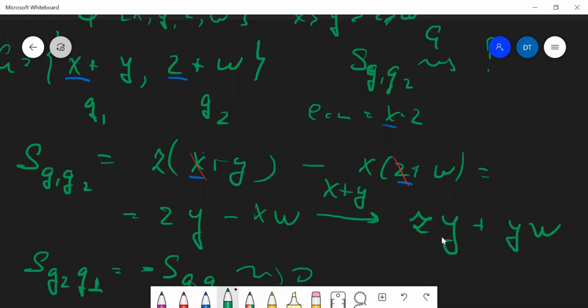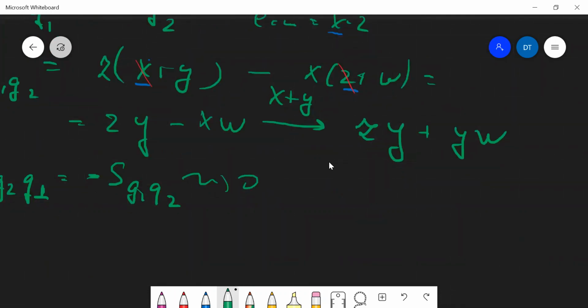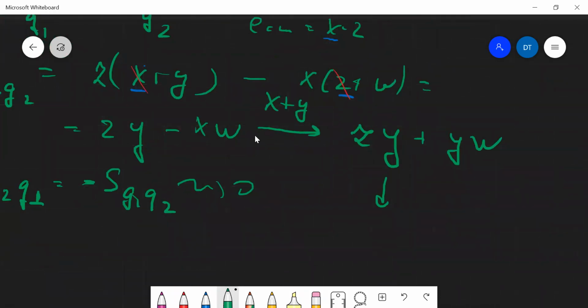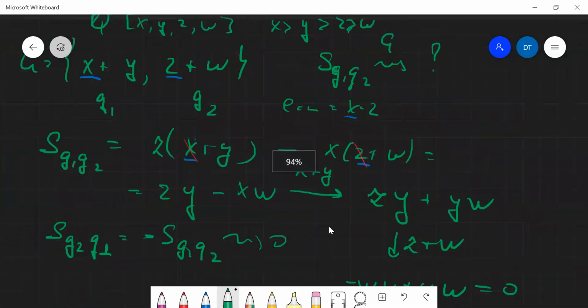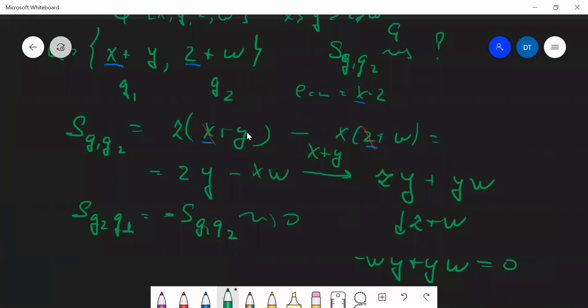But I can reduce the first summand by the second polynomial. So I can reduce what was Z plus W. So I multiply by Y and subtract, but it simply means that I replace Z by minus W. So I'll get minus WY plus YW, and this is zero. So after I took two reductions, the result is zero. So by the Buchberger criterion, this set is a Gröbner basis.